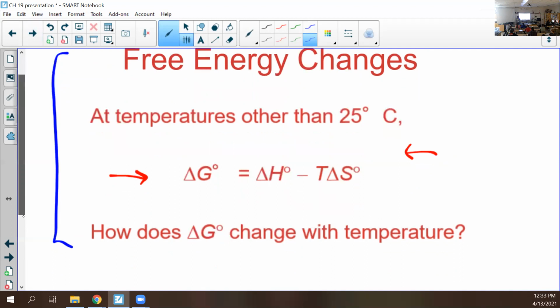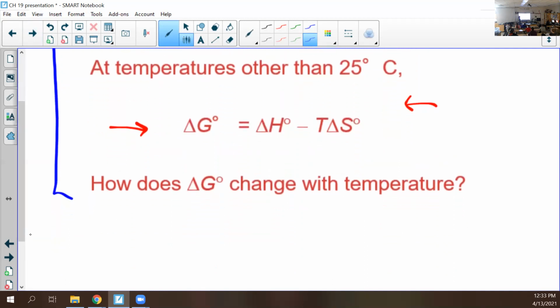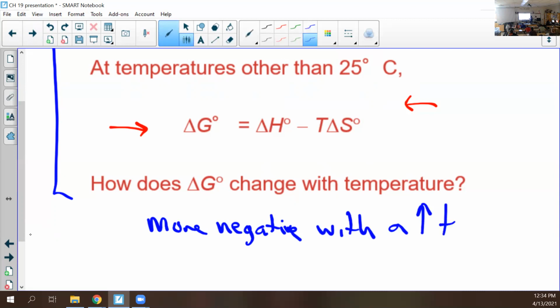Okay, so the question here says, how does delta G change with temperature? So this can be somewhat confusing. Doesn't it become more negative because it's more spontaneous? So more negative with higher temp.